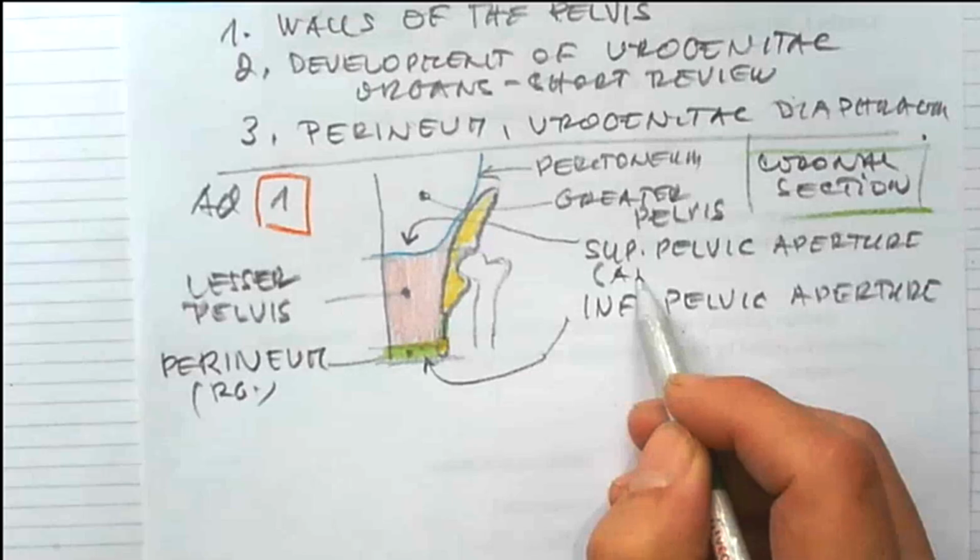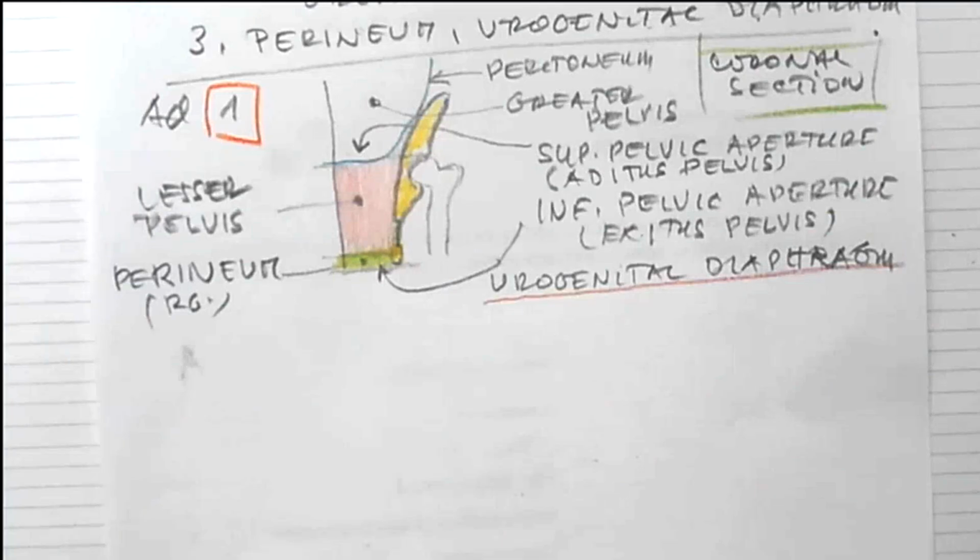But first of all, we have to say some words about the development of the pelvis. Maybe we could first say some words about the walls of the pelvis, and then we will return to development. This will be even better. So concerning the walls of the pelvis, we remember that the walls are divided into anterior, lateral, and posterior.